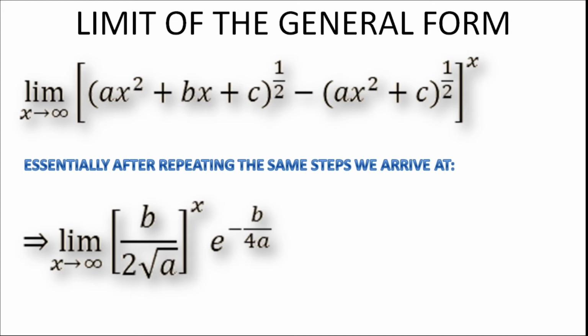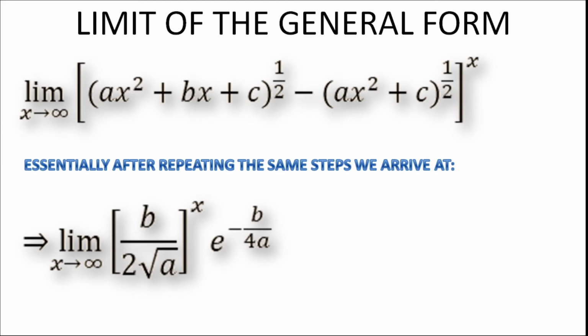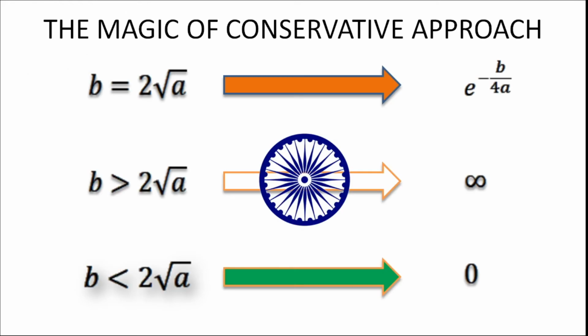Essentially, after repeating the same steps that we have just dealt with for a specific example, we arrive at limit x goes to infinity, (p by 2 root a) whole power x multiplied by e power minus p by 4a. That's great. If p is equal to 2 root a, our limit becomes, as p over 2 root a is 1, 1 power x goes to infinity is 1. We just have e power minus p by 4a.